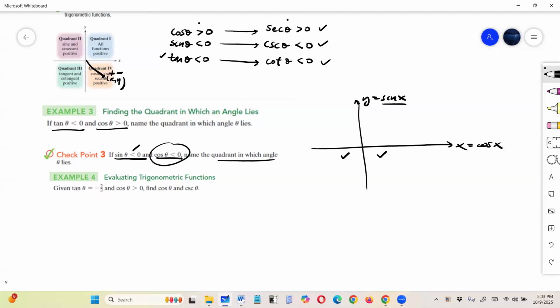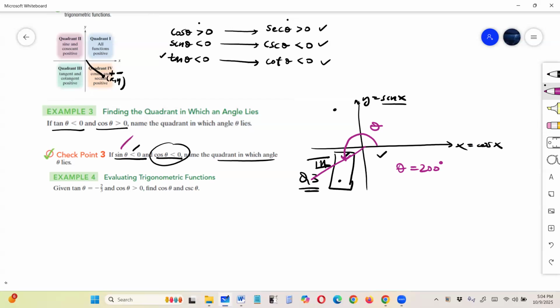Cosine is negative only here, right? Because it's to the left of the y-axis, or here. The only place where they intersect is in the third quadrant. So the quadrant is Q3, satisfying both those conditions. Now, let's check. I told you to pick an angle in this particular quadrant. So I'm going to pick this angle right here. So this has to be an angle greater than 180 degrees. So I'm going to say, let theta be 200 degrees.